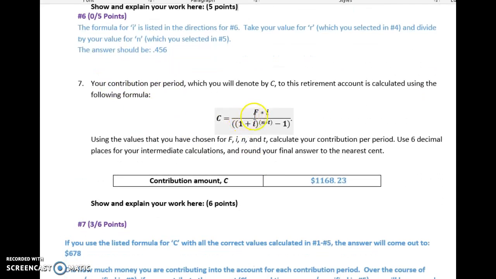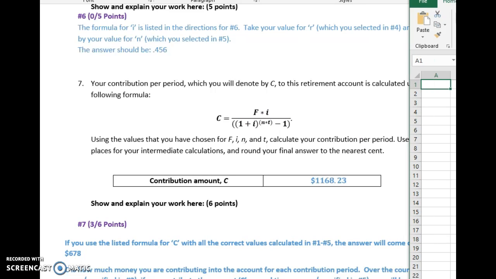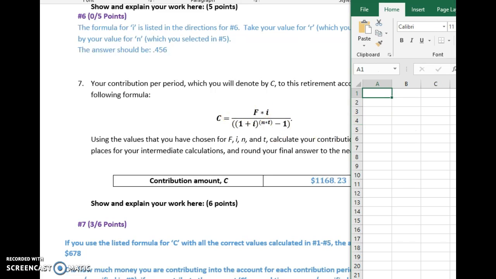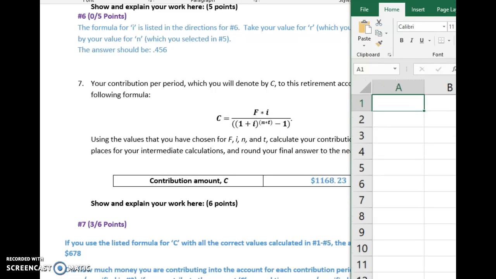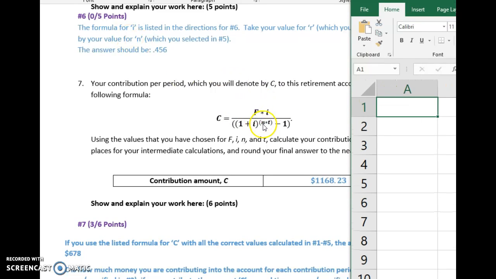Now, this formula is listed. This is the one you use. It just needs to be typed into your calculator correctly. Make sure you're following the order of operations. You can do it bit by bit, and that's what I suggest. Let me show what I mean by that. So the top part says it's F times I. So ignoring the bottom, let me just do F times I.